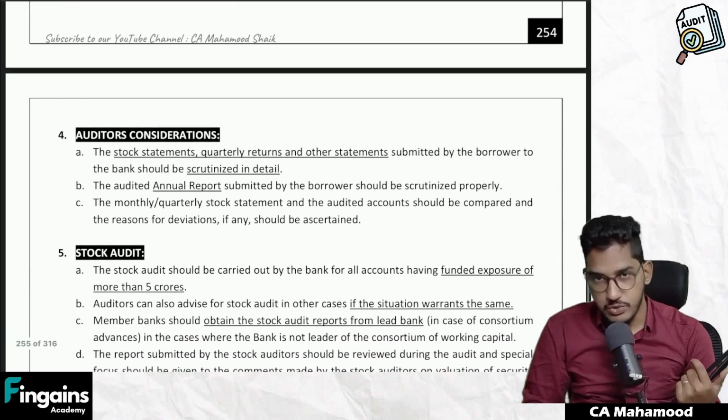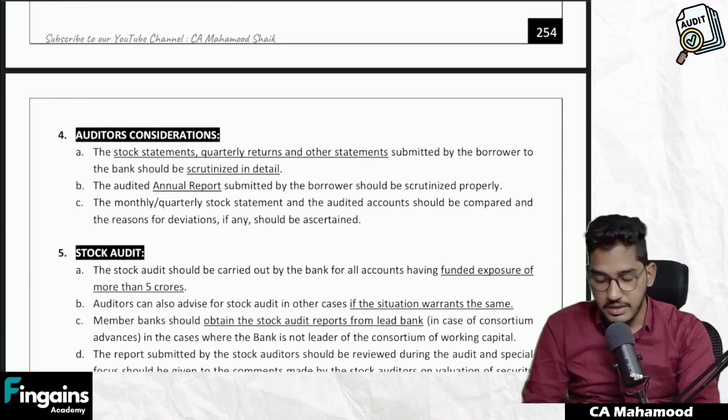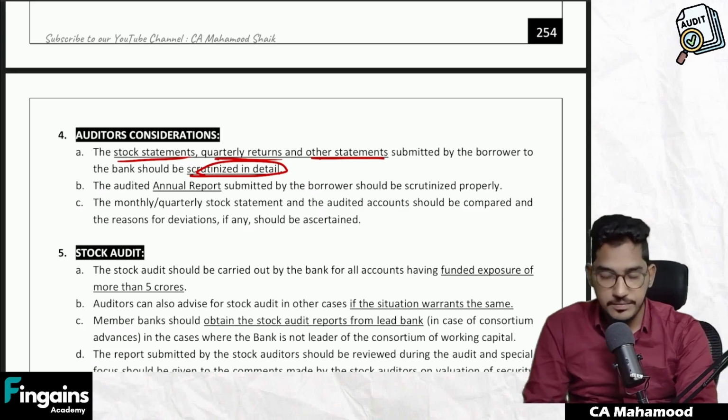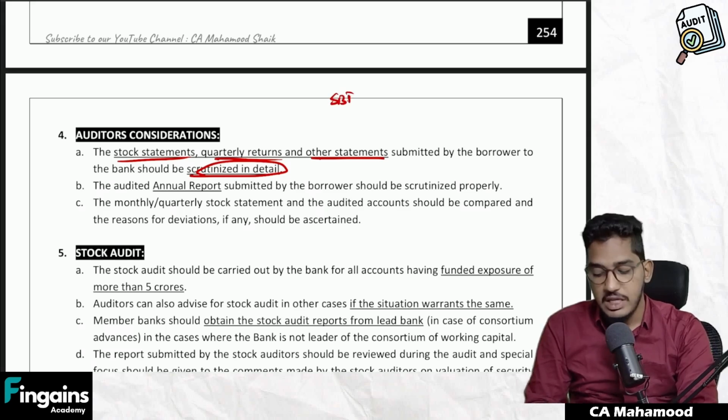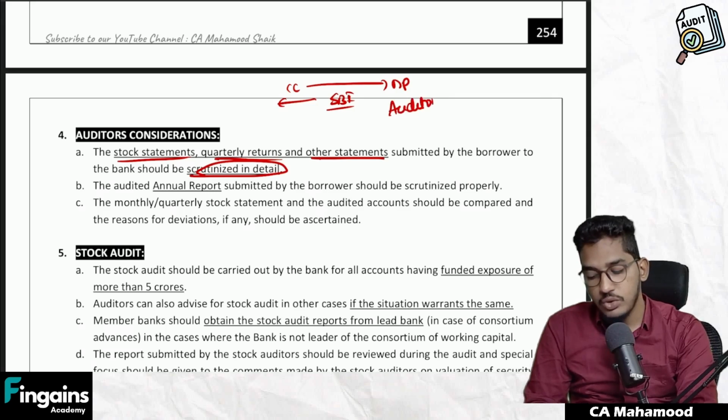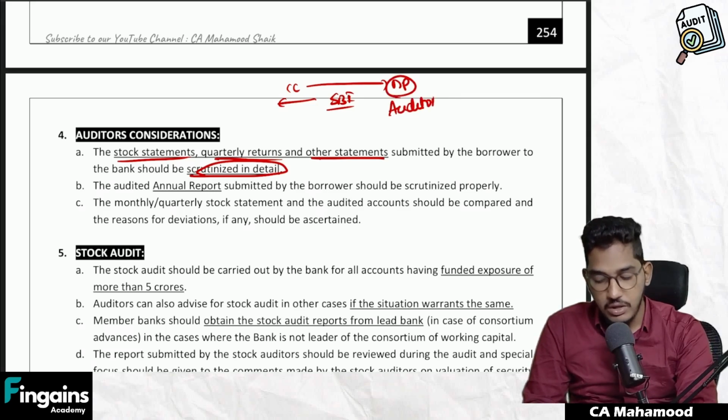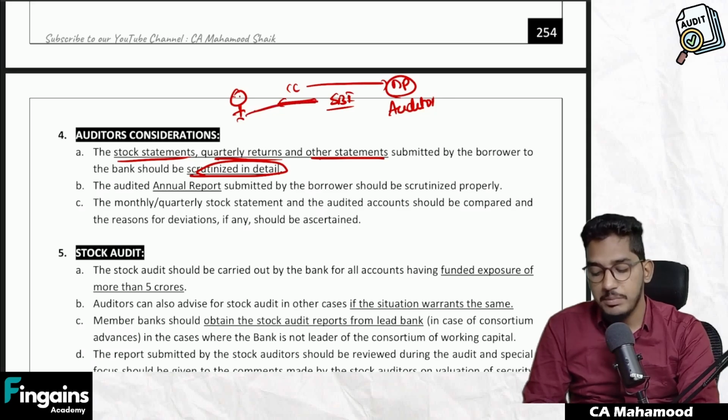So we have seen the bank's duties. Now let us see the auditor's considerations. As an auditor, what should you check regarding drawing power? Let us see. The stock statements, quarterly returns and other statements submitted by the borrower to the bank should be scrutinized in detail. So if you are conducting the audit of SBI, SBI has given so many cash credit loans. You want to know whether drawing power is correctly calculated or not. If you are the auditor, how will you come to know whether drawing power is calculated properly or not? You have to verify. The customer will submit all the stock statements, no? He will submit annual returns, stock statements, whatever documents he is submitting to the bank.